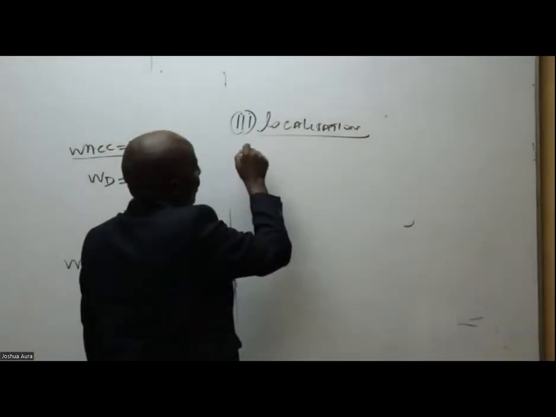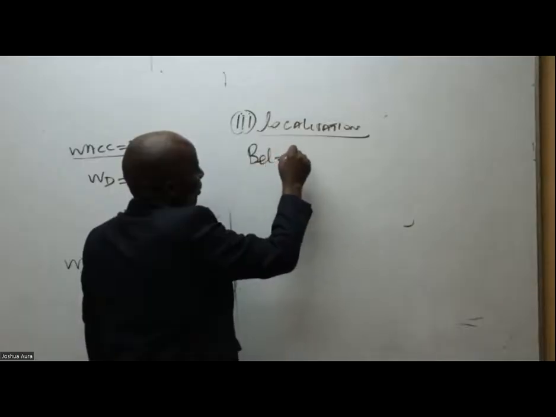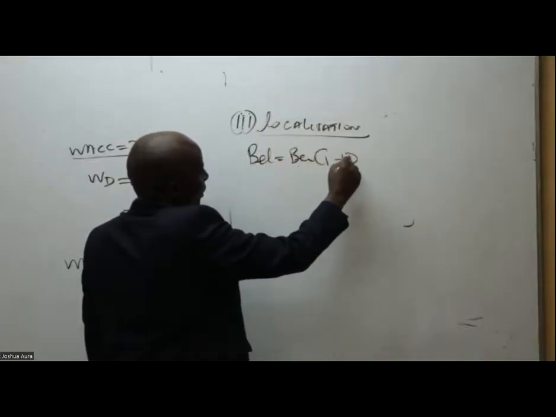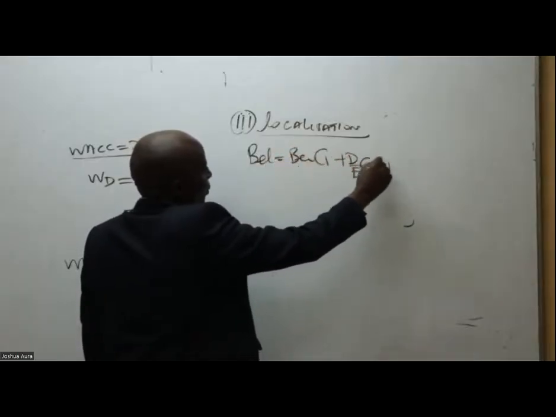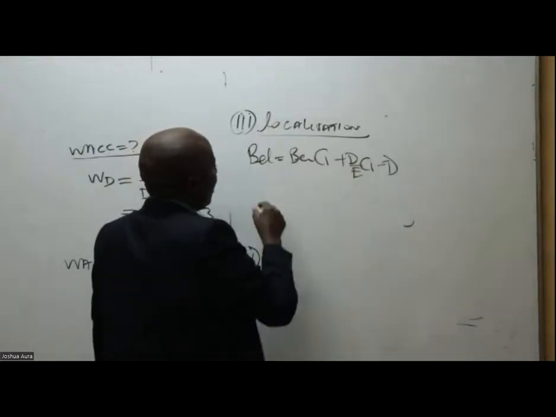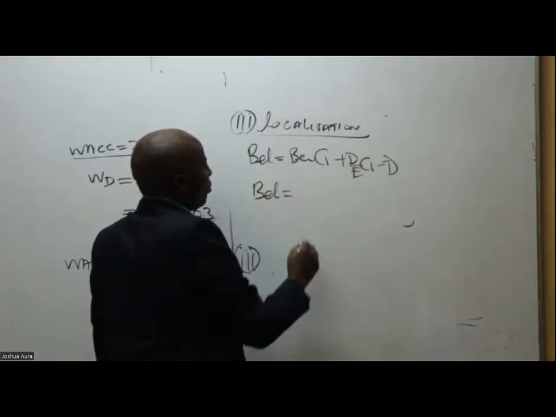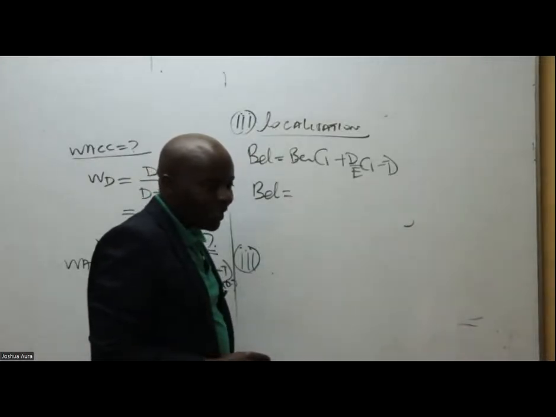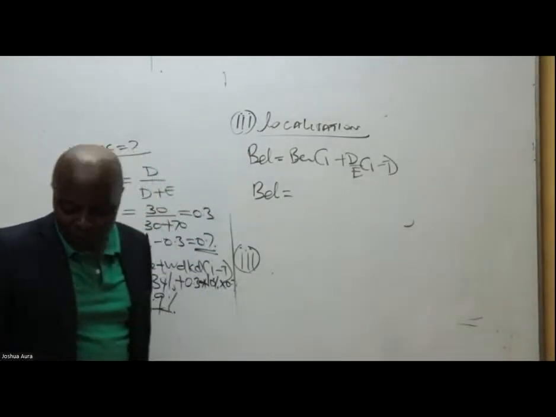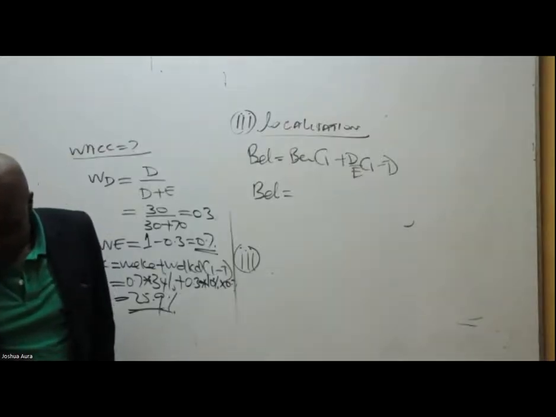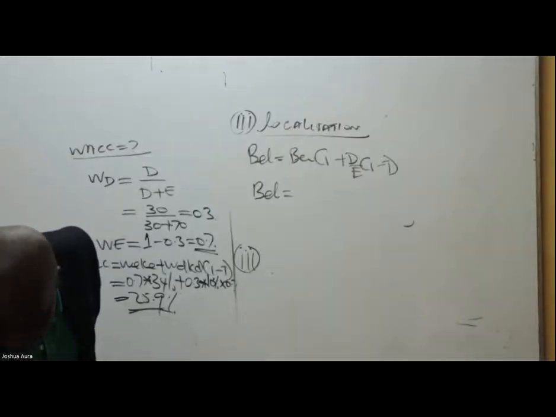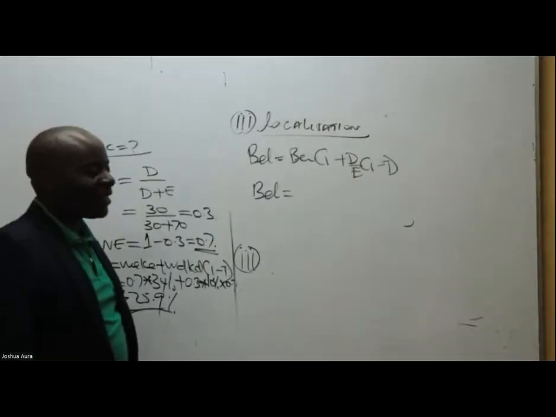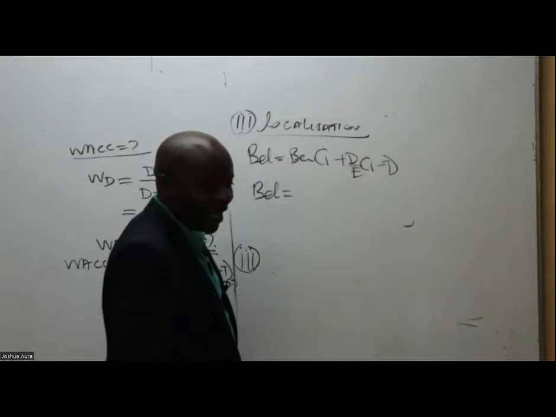So we have our bell, which will be our bill into 1 plus debt over equity into 1 minus tax, like that. So then we have our bell, which will be equal to our bill. Ladies and gentlemen, Fatima is getting 25. Wow. Oh, great. The same. Great.